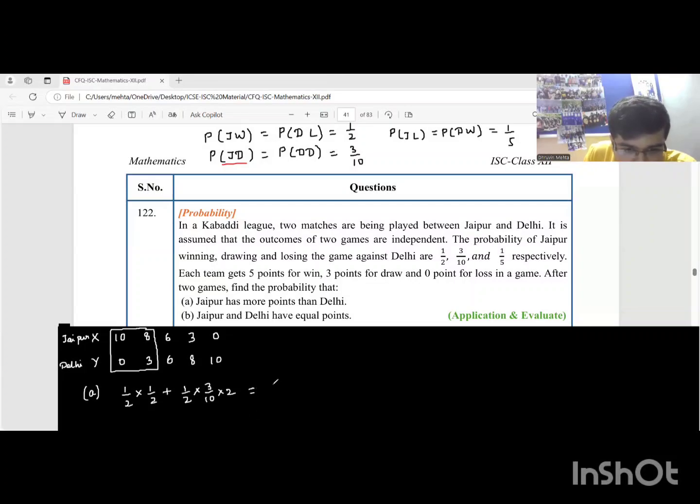So we'll quickly run through this. This is going to be 1 by 4 plus 3 by 10. You take LCM of 4 and 10, it's 20. It's 5 plus 6 upon 20. And the answer to this is 11 by 20. With that we complete the first part. Let's move to the second part.